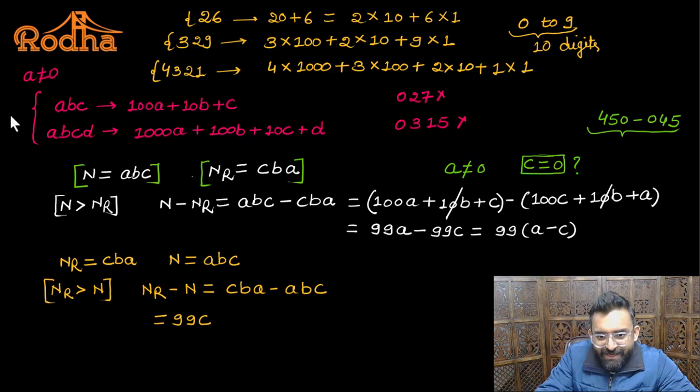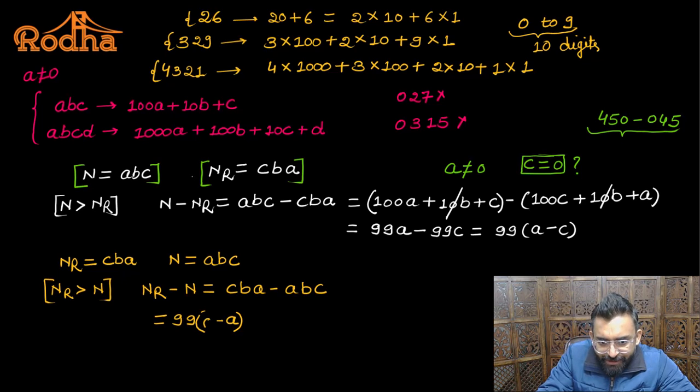Okay, if you expand it like this, 100C plus 10B plus A minus 100A plus 10B plus C, the 10B will get cancelled. 100C minus C is 99C, and A minus 100A will give us minus 99A. So I'm going to get the reverse of the previous case. Instead of A minus C, what will I get? C minus A.